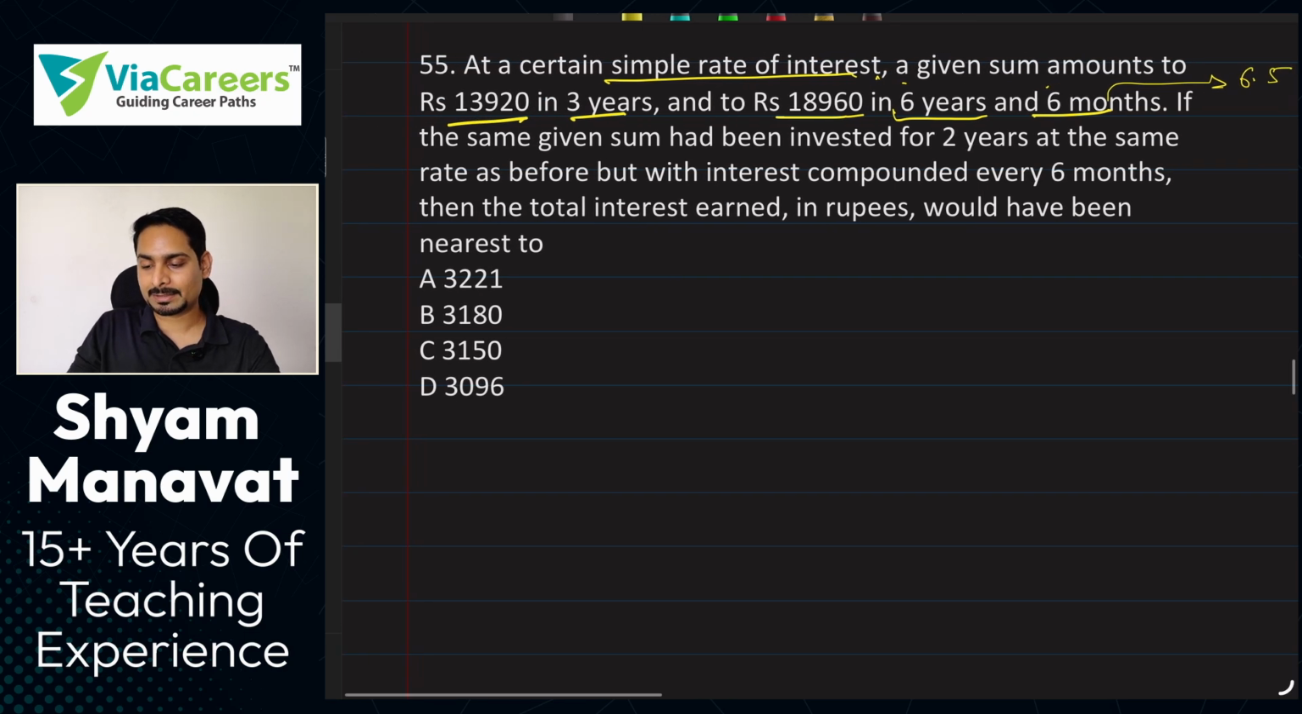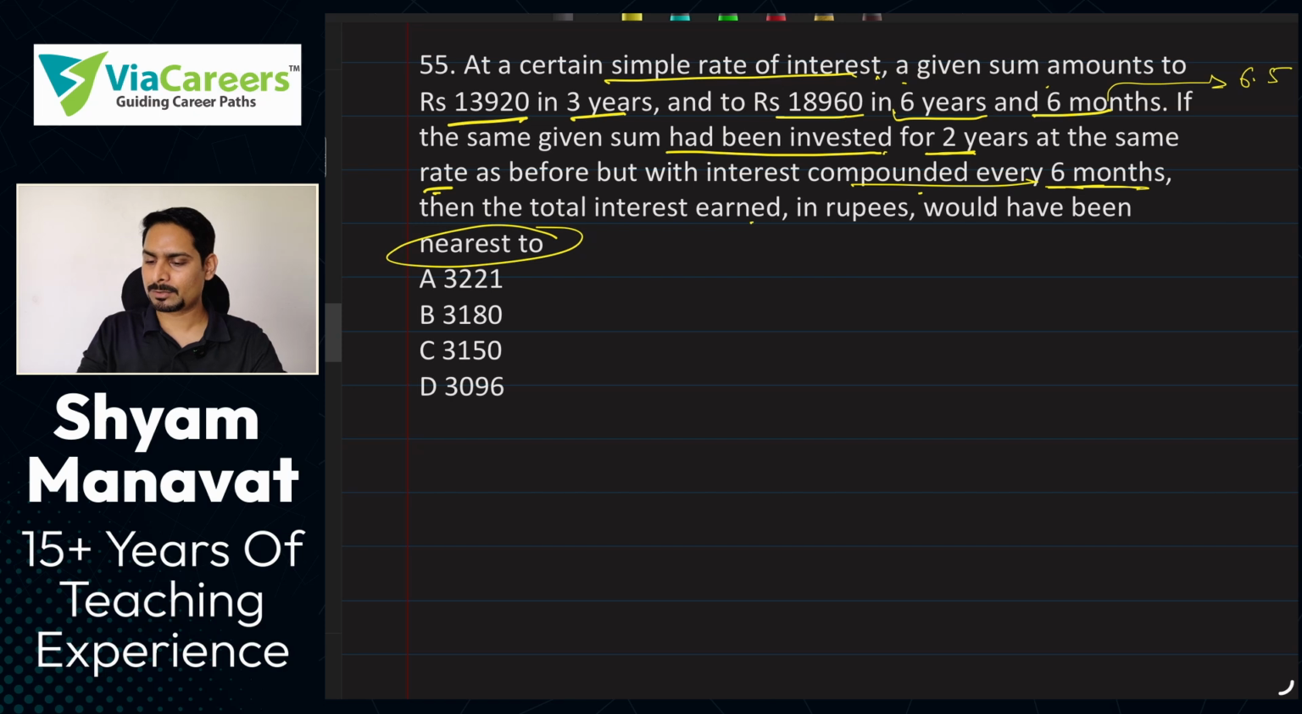If the same given sum had been invested for 2 years at the same rate as before, but this time for compound interest, compounded every 6 months, that means compounded half yearly, then the total interest earned in rupees in this case will be what? Nearest to, approximate. Okay, so let's solve this.